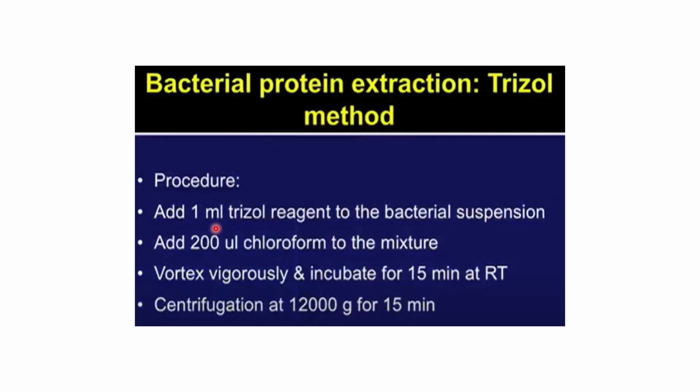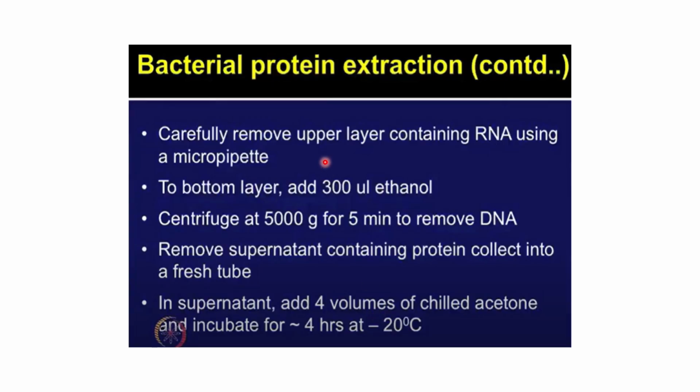So what is the method? Basically, you add 1 ml of trizol, you add 200 microliter of chloroform, you mix it, keep it for 15 minutes at room temperature and centrifuge it. Then you need to carefully remove the upper layer which contains RNA. Then to the bottom layer, you can add 300 microliter of ethanol and centrifuge again. Then ethanol will precipitate the DNA and it will help to remove the DNA. Then the supernatant contains the protein, and that can be further taken for extraction of the protein out of it by using chilled acetone.